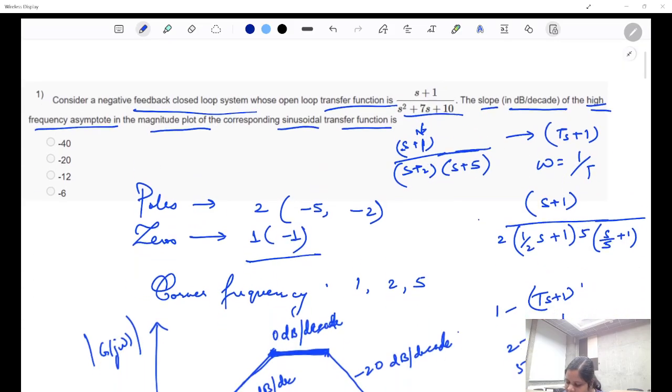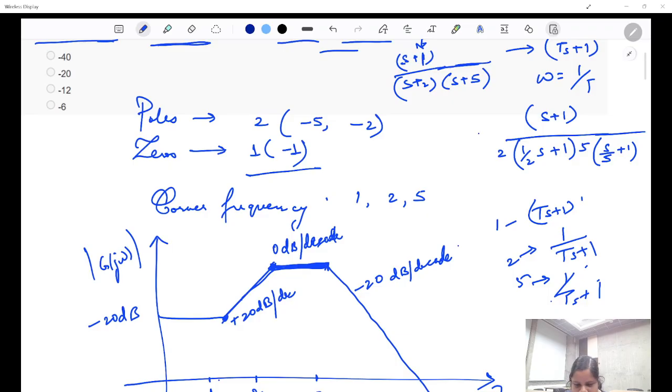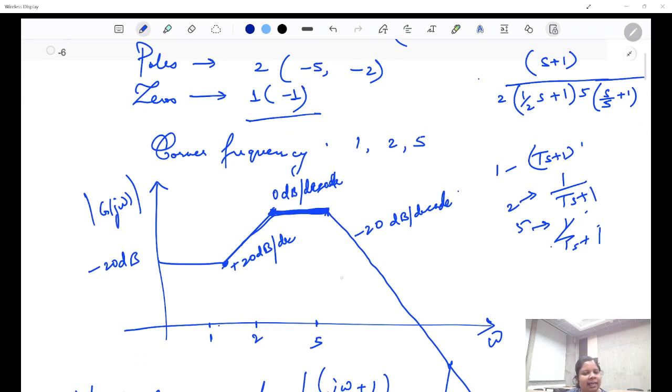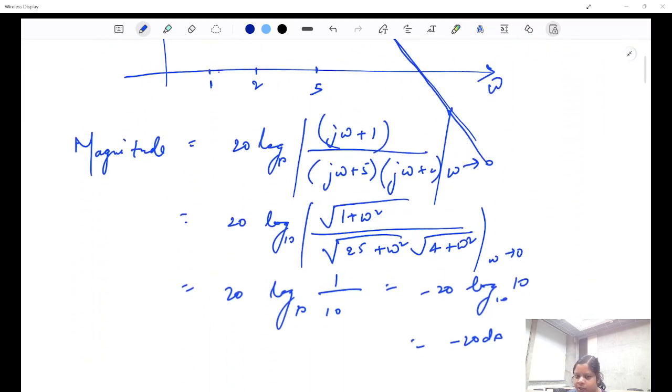Alright, so the question is asking the slope of the high frequency asymptote in the magnitude plot is what? If it is asking you high frequency, do not consider any other region except the last region. So in the last region we have it decaying at minus 20 dB per decade. So this is the answer. Okay. Let's move to the next question. If there is any doubt, you can ask. Let's move.